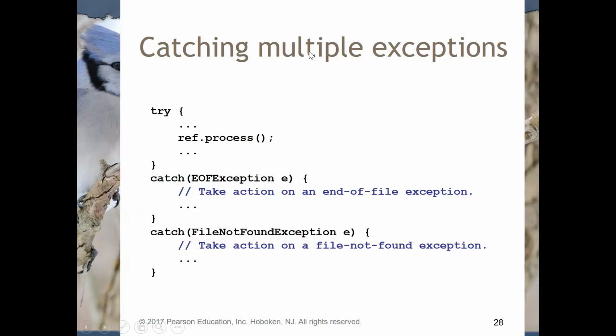Alright, catching multiple exceptions. So you can try here. If I have an end of file exception, take this action. File not found, take this action. You can have as many catches as you want, as long as there's an actual implementation that matches it.